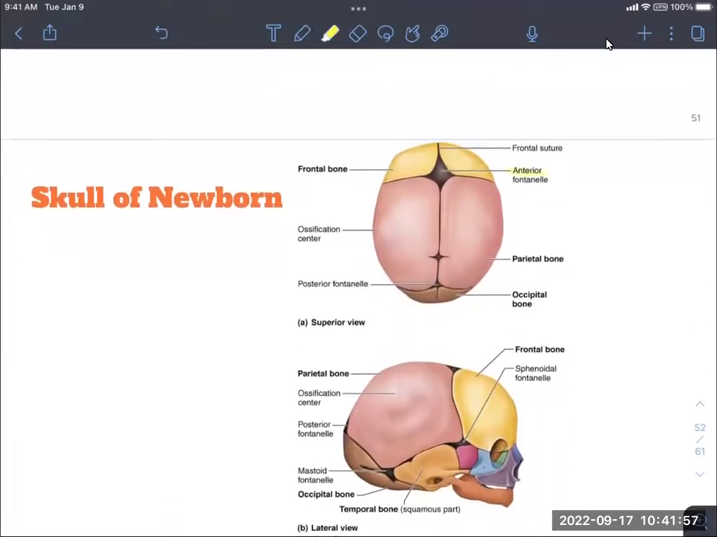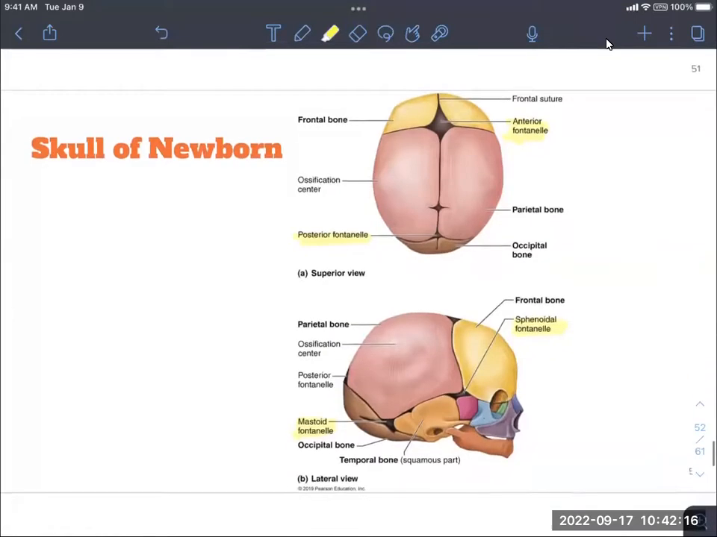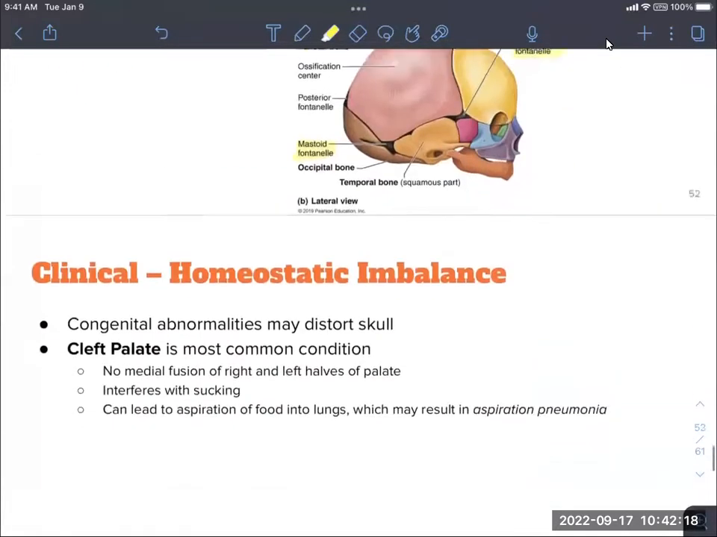So we have different fontanelles. We have an anterior fontanelle, a posterior fontanelle, a sphenoidal fontanelle, a mastoidal fontanelle, and that is the 4 fontanelles of a newborn skull.